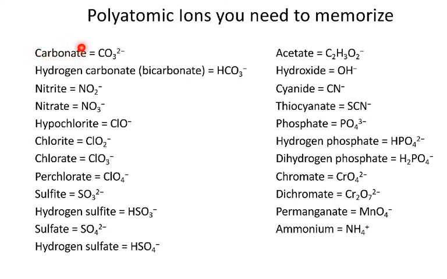When you're learning the polyatomic ions, you need to know the name. For example, for carbonate, I need to know that it is 1 carbon and 3 oxygens, and it's also vitally important that you know the charge. So you have to know that carbonate is CO3 with a 2- charge. You have to know that chlorite is ClO2 with a -1 charge, and so on. I'll point out one that's a little bit special. All of these polyatomic ions, except for the ammonium ion, are negative. Ammonium is a common polyatomic ion that actually has a positive charge.